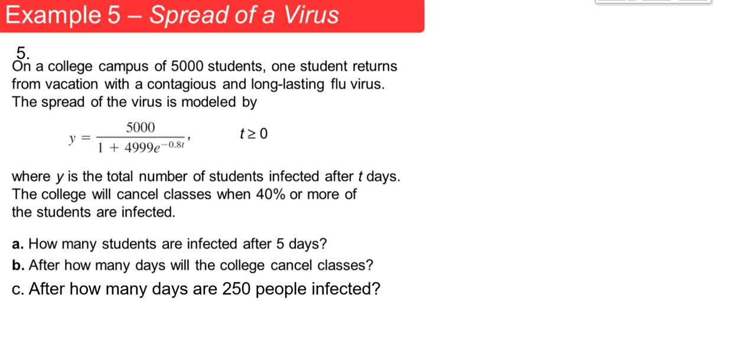But anyway, the spread of the virus is modeled by y equals 5,000 over 1 plus 4,999 times e to the negative 0.8t, where t is greater than or equal to 0, where y is the total number of students infected after t days. The college will cancel classes when 40% or more of the students are infected. How many students are infected after 5 days? After how many days will the college cancel classes, and after how many days are 250 people infected?